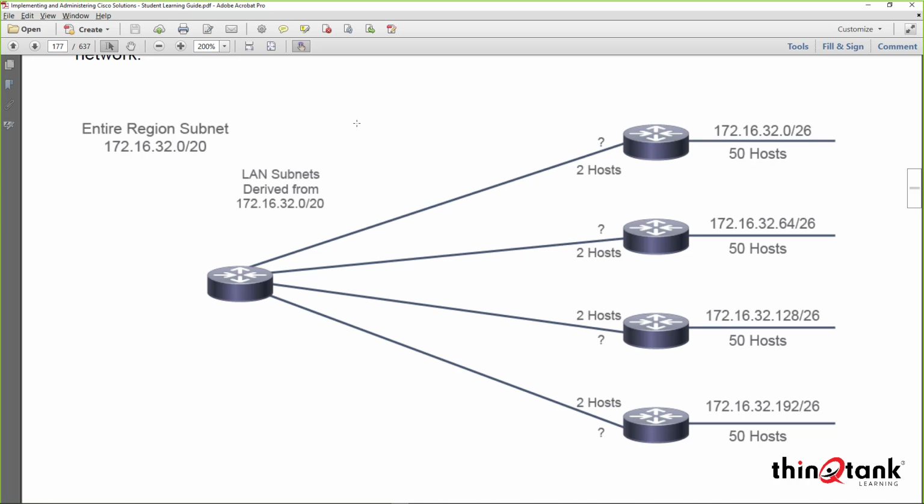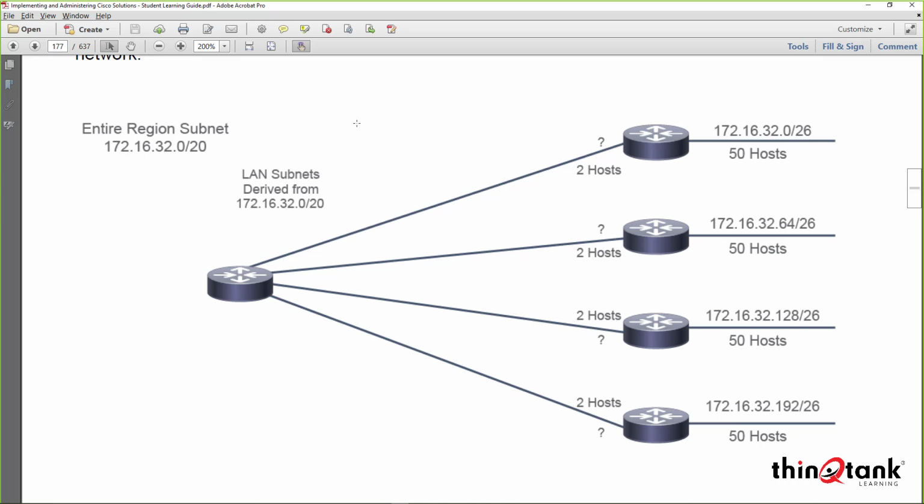So I may decide, you know what, I don't care that I only need 2 addresses for those links. I'm just going to go ahead and assign every network as a /26 because I want to make my life easy and I want every subnet to look the same.